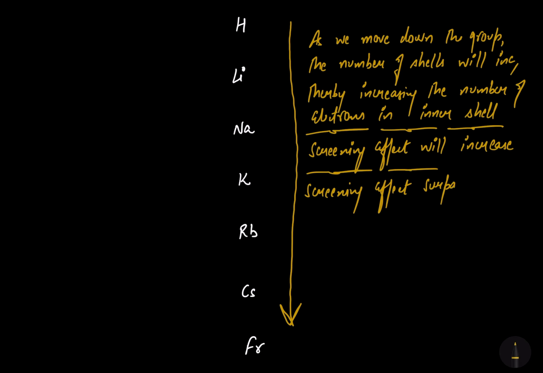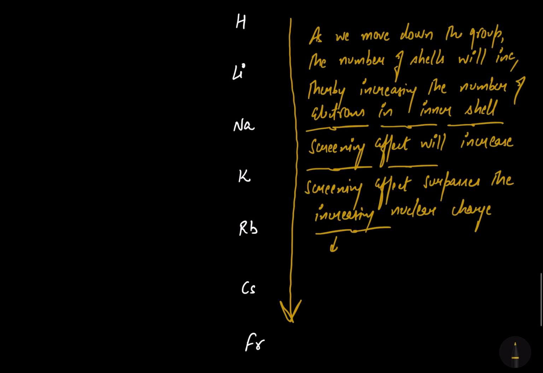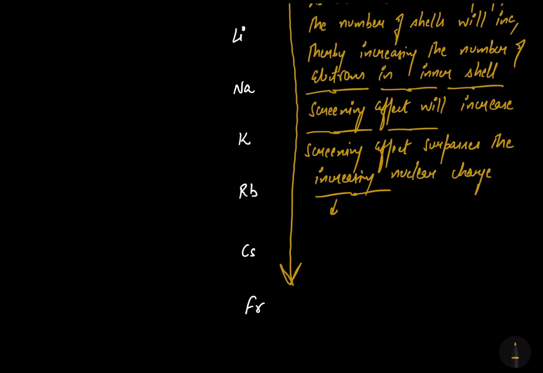surpasses the increasing nuclear charge. Thereby what will happen? The outermost electron will not feel the effective nuclear charge, due to which the size of the atom will increase down the group. The size of atom, or we can say atomic radius, will increase down the group.